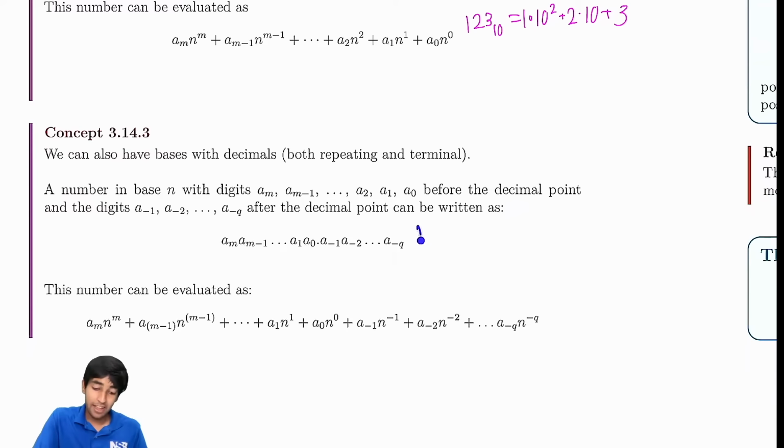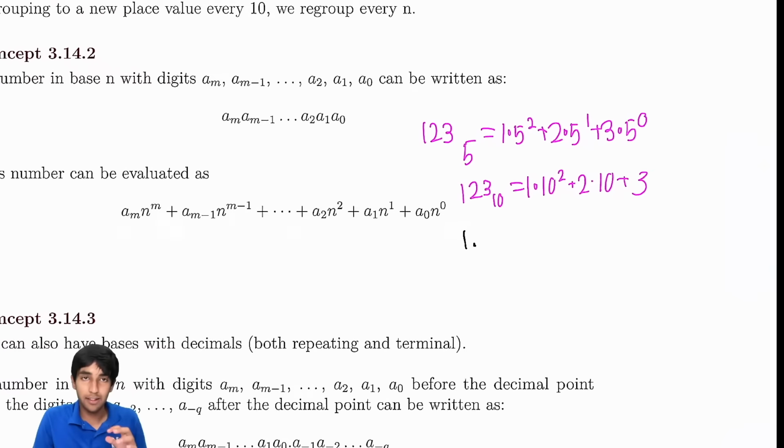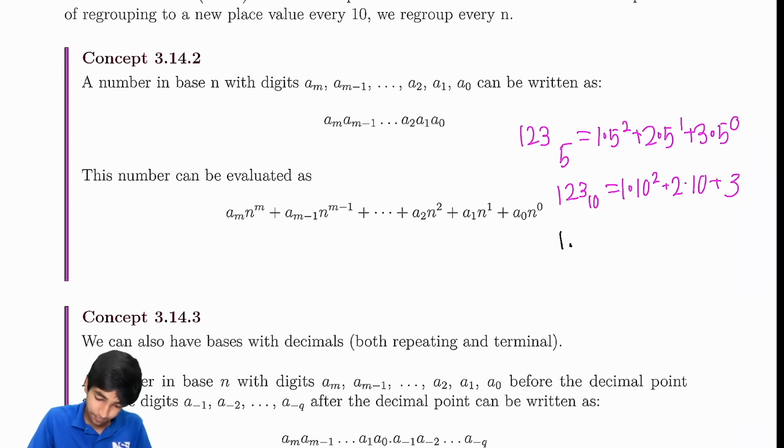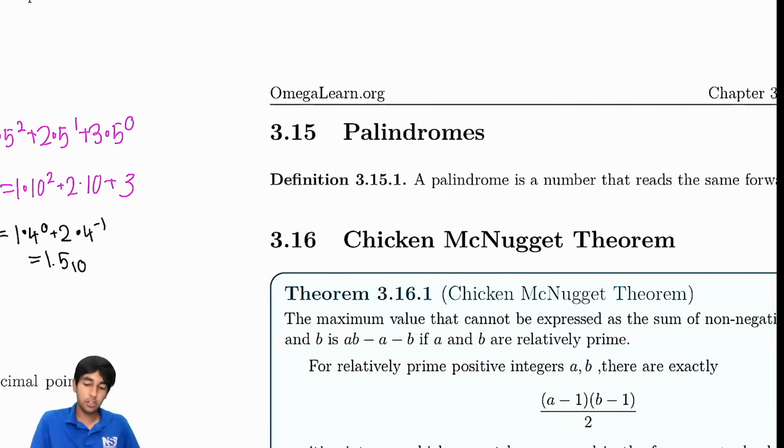And we can also have decimal bases. Note that you cannot have a digit exceeding the base in base numbers. So let's say 1.2 base 4. What is this? Well, first of all, we just have 1 times 4 to the 0 plus 2 times 4 to the negative 1. This is 1.5 in base 10. So you see how it's the same thing, except now we go to negative exponents.